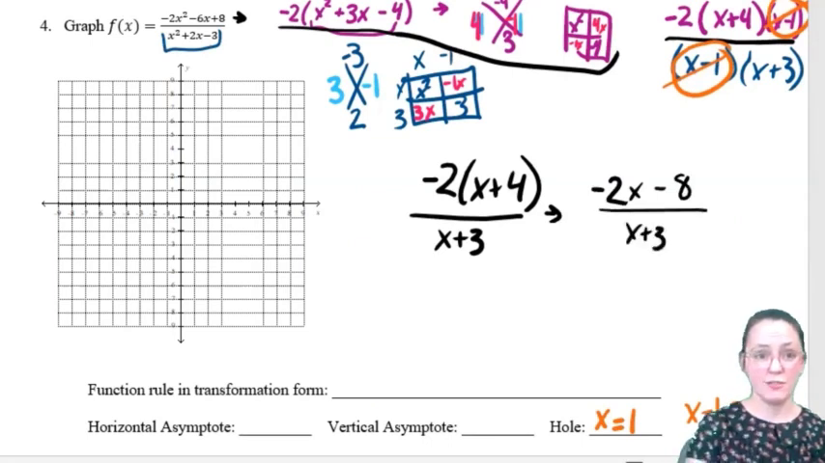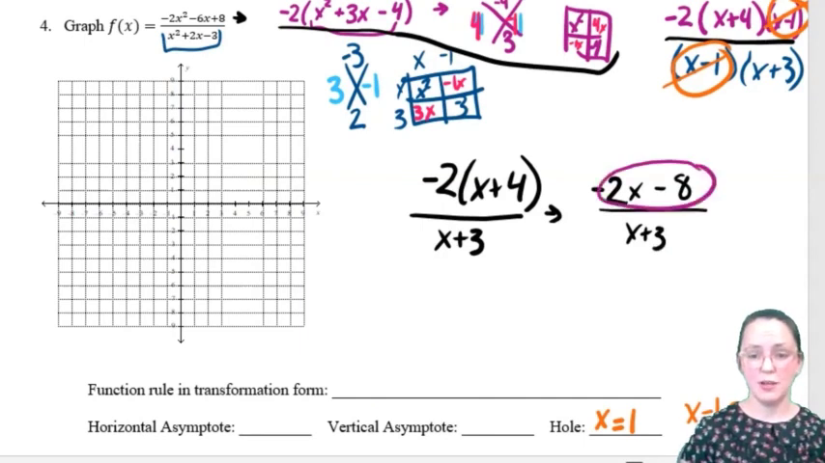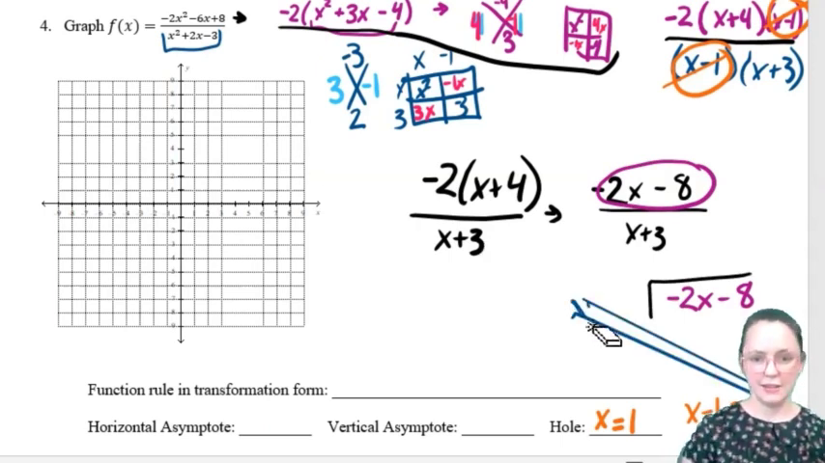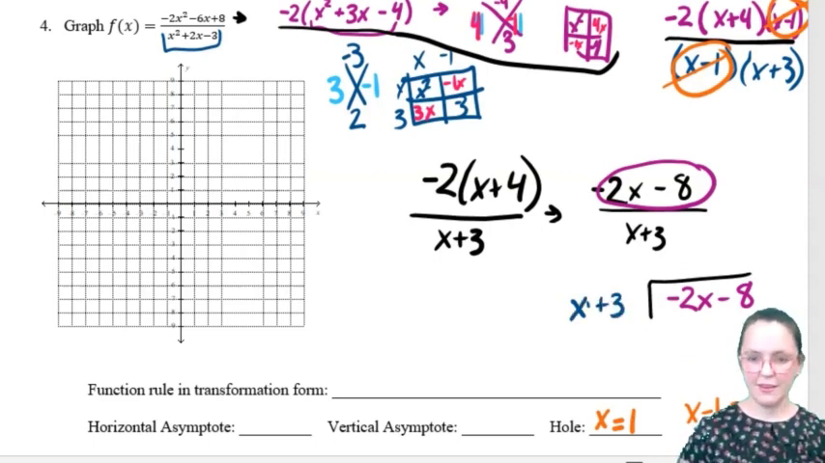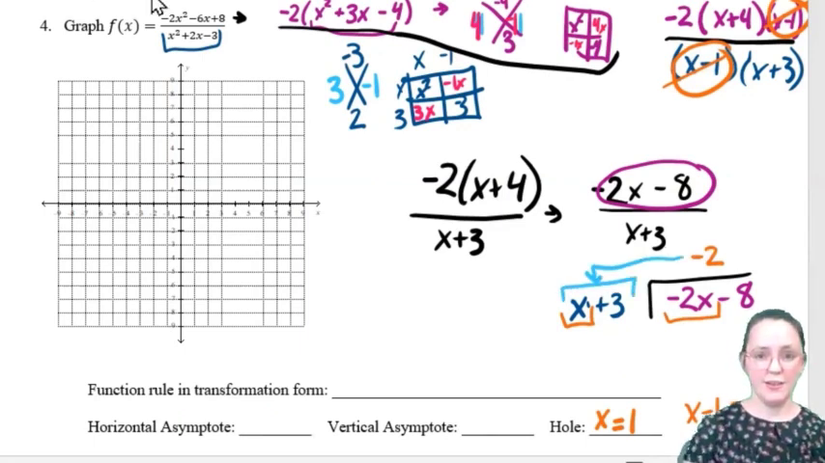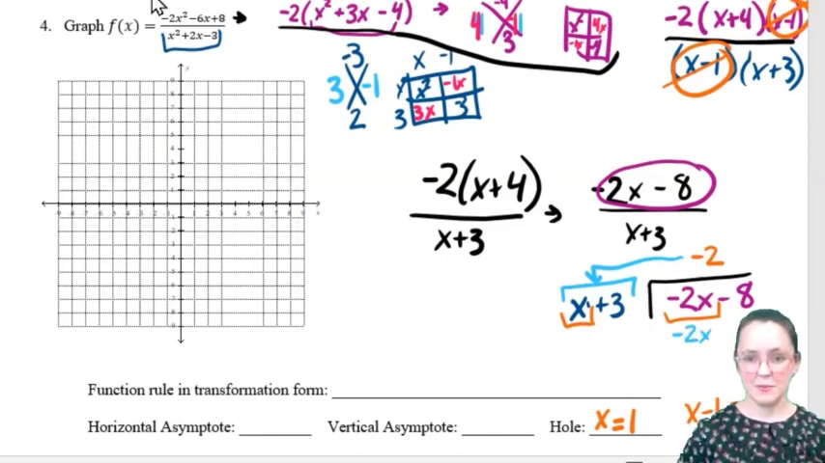And we're going to set it up in that long division that we've been using, where we take our numerator, -2x minus 8, and divide it by that denominator, x plus 3. So we're going to say, how many times does x go into -2x? And that's -2. We're going to take that -2 and multiply it times the whole piece over here to get -2x minus 6. Then we're going to go ahead and subtract the whole bottom line from the top.